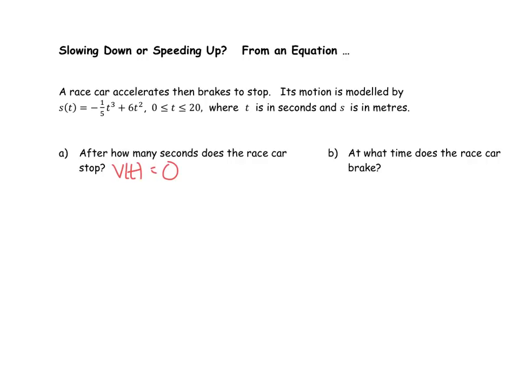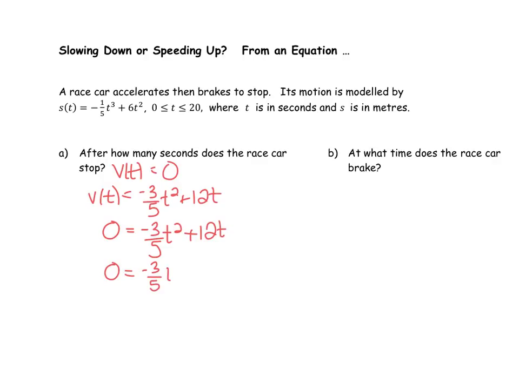So first I need to find out what our model for velocity is, and we know that that's just the derivative of s of t. So when I take the derivative, I get negative 3 over 5 t squared plus 12t. And then I'm going to set it equal to 0, and solve. So I'm going to factor out negative 3 over 5 t, which leaves me with t minus 20 over here.